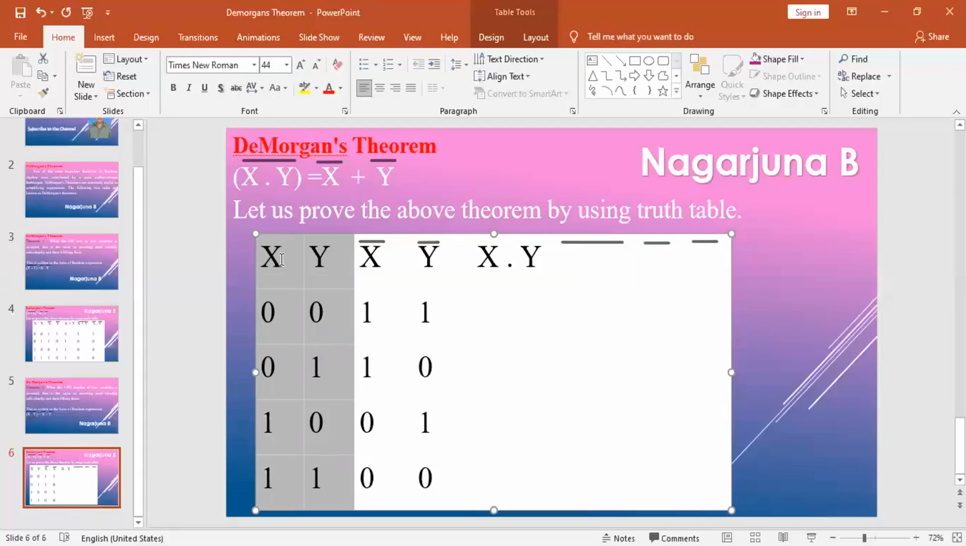The AND product output will be high if all the inputs are high. In all other cases it will be low. So here 0 0 is there. For that it will be 0. 0 1 means 0 dot 1 will be equal to 0. 1 dot 0, so it will be again 0. 1 dot 1. So when both the inputs are high, the output will be high. Next we need to find x dot y whole bar.